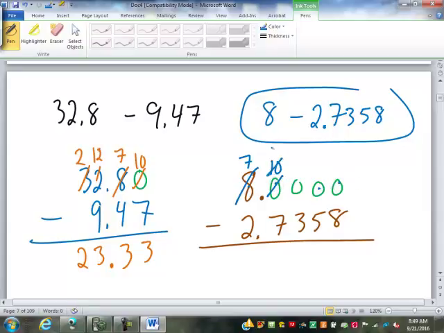We repeat the borrowing. This is now a 9. And this is a 10. And we go again. Borrowing again, that's a 9, and this is a 10. Borrow again, that's a 9, and that's a 10.